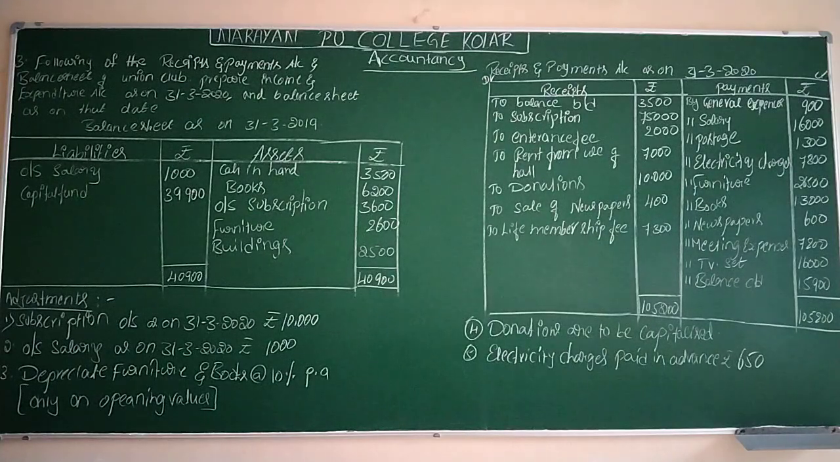Additional information is given. First point: subscription outstanding as on 31st March 2020, that means the present year, rupees 10,000. Next, adjustment number 2: outstanding salary as on 31st March 2020, rupees 1,000.